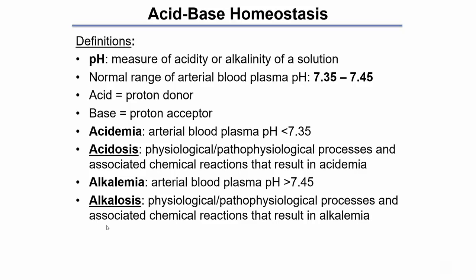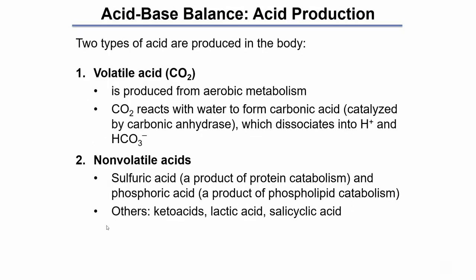So really acidemia is just the characteristic of blood plasma pH being less than 7.35, and acidosis is all the processes that lead to the blood plasma pH being less than 7.35. Similarly, alkalemia is when arterial blood pH is greater than 7.45, and alkalosis is all the processes that lead to alkalemia. So we tend to use respiratory alkalosis or metabolic alkalosis to refer to all the processes that result in blood plasma pH being greater than 7.45.